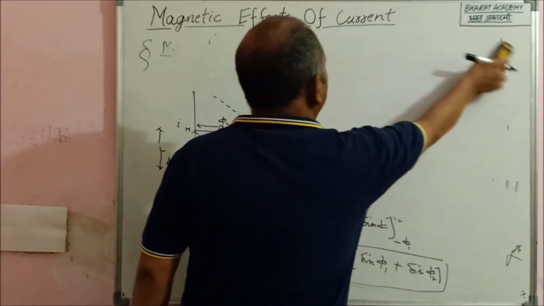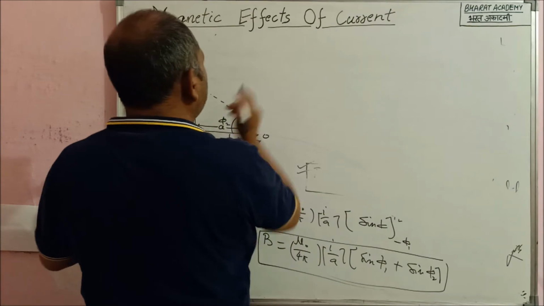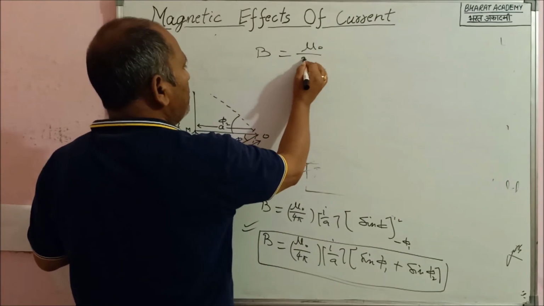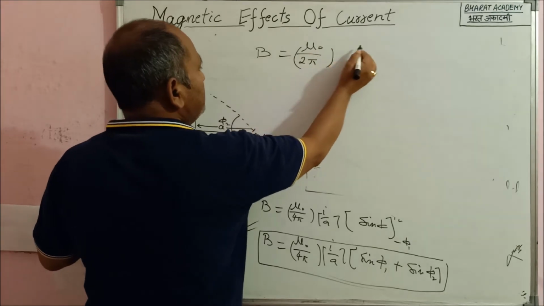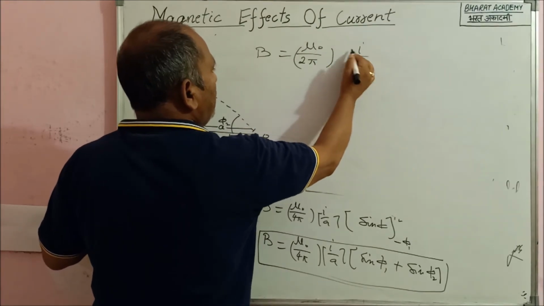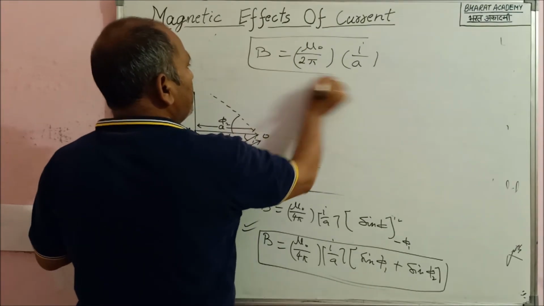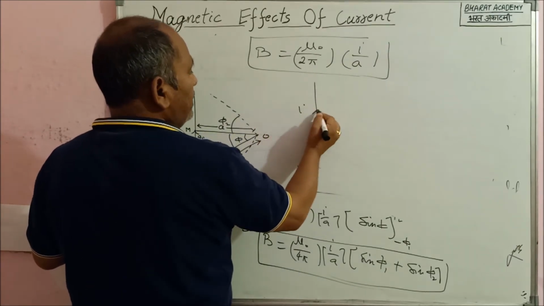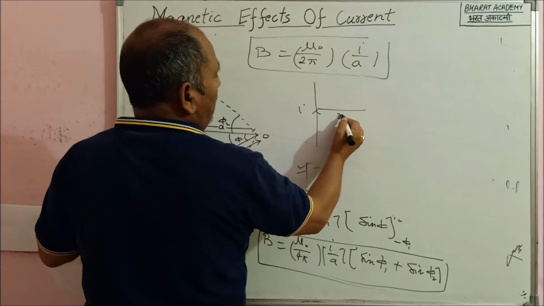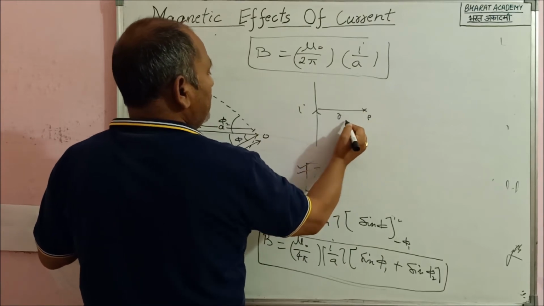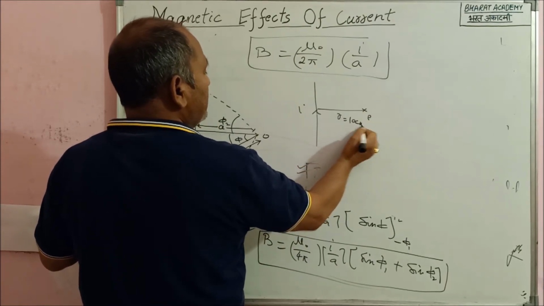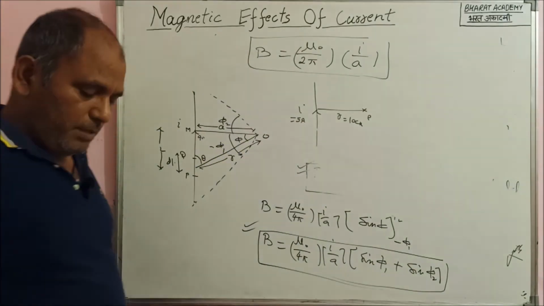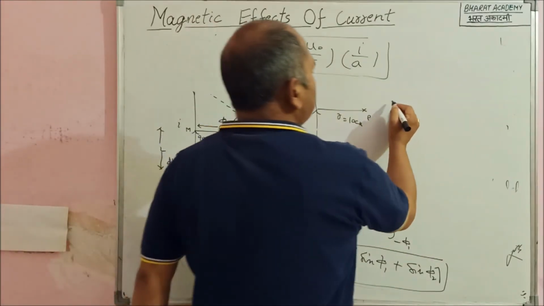The formula which we have got is very simple now. B equal to mu 0 by 2 pi into I by A or R, whatever you want, where A is the perpendicular distance. Remember, this is a current carrying wire. If it is a distance R from it, at P, let R be 10 centimeter, I be 5 ampere. What will be the magnetic field? We can directly use it.